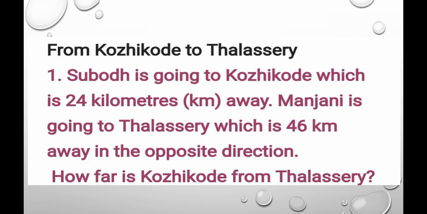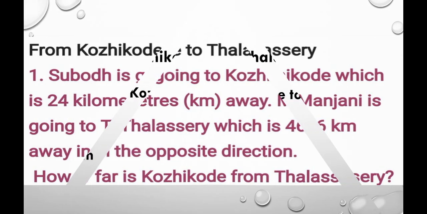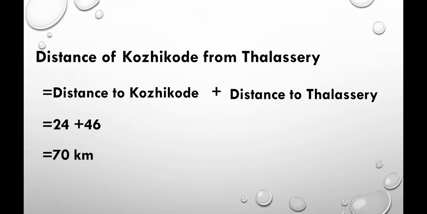From Kozhikode to Talasheri. Subodh is going to Kozhikode, which is 24 kilometers away. Manjani is going to Talasheri, which is 46 kilometers away in the opposite direction. How far is Kozhikode from Talasheri? This is the question. We'll see the answer. We have to find the distance to Kozhikode from Talasheri.